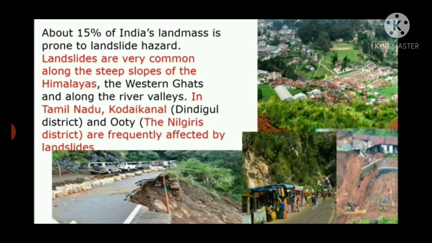About 50% of India's land mass is prone to landslide hazard. Landslides are very common along the steep slopes of the Himalayas, the Western Ghats, and along the river valleys. In Tamil Nadu, Kodaikanal and Ooty are frequently affected by landslides.